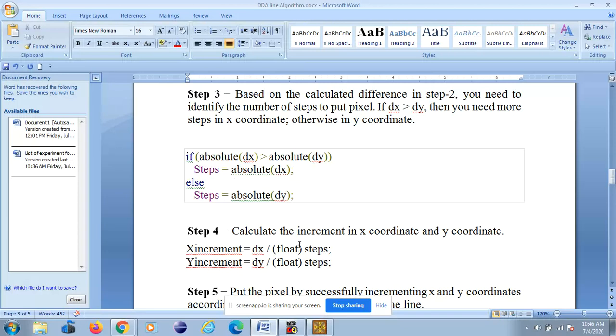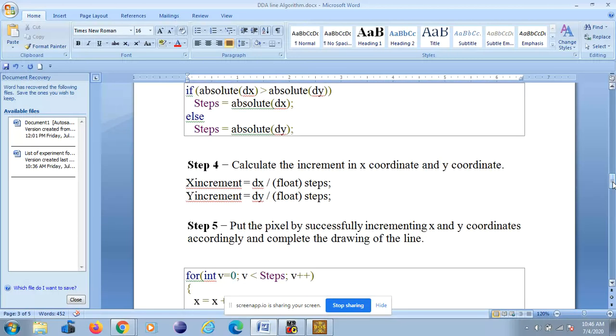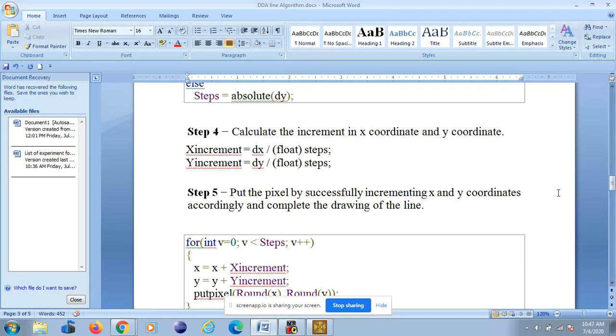Now in step 4, calculate the increment in the x coordinate and the y coordinate. Here the x increment equals dx divided by steps, and we take steps as a float because the values will be float. Similarly, the y increment equals dy divided by steps. Next, step 5: we put the pixel by successively incrementing the x and y coordinates accordingly and complete the drawing of the line.